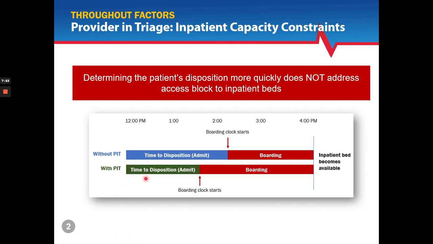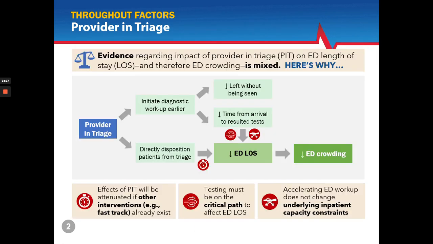In green, our thought experiment is now we're going to implement provider in triage. We order that patient's labs and studies right at triage so we get the results back earlier, and we determine the patient needs to be admitted around 1:45 p.m., which is half an hour earlier than the 2:15 p.m. dispo determination above. The problem is that we're facing access block. Either way, the next bed upstairs isn't going to be available until 4 p.m. So getting those tests ordered earlier didn't reduce the patient's total ED length of stay and therefore didn't improve ED crowding.